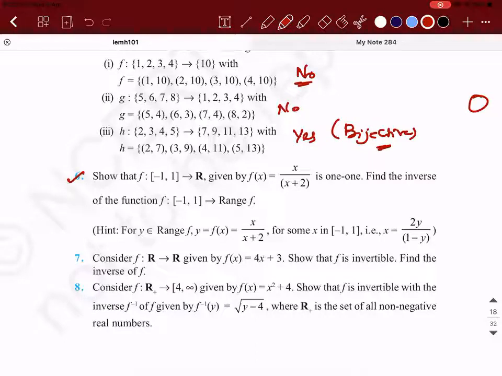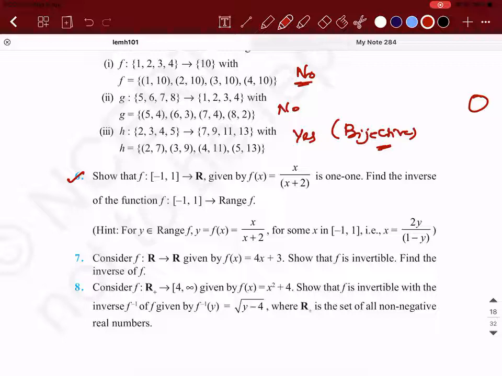Sixth one. They have given some hint also. Try this. Show that the function f mapped from -1 to 1. So domain is restricted. Function is mapped from -1 to 1 to real number given by f of x is equal to x divided by x plus 2 is 1 to 1. Can you do that? 1 minute time. Do it fast.